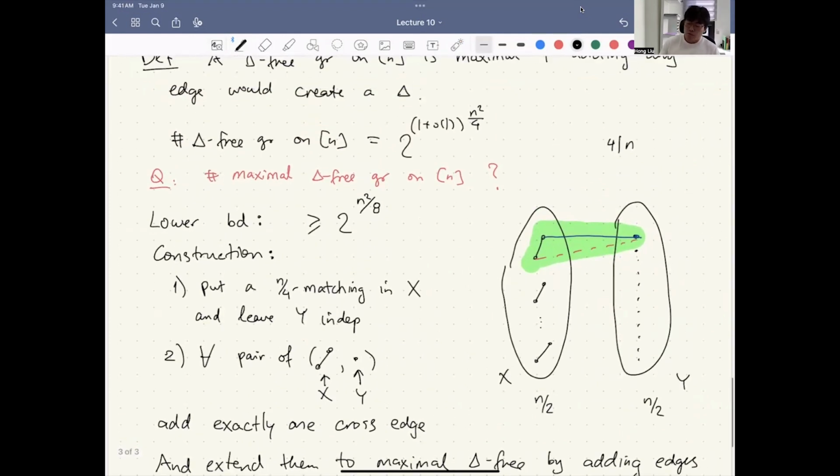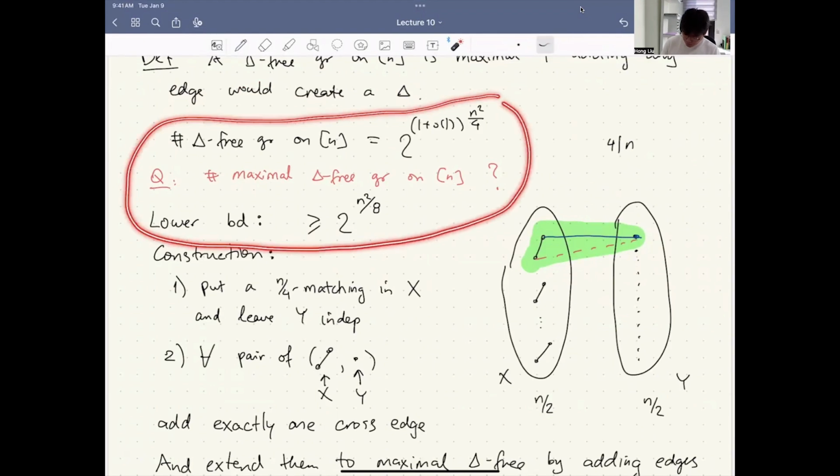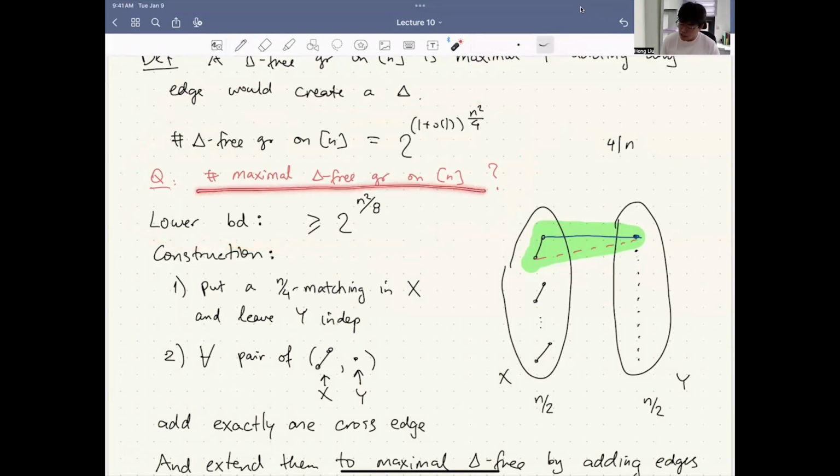So for quite a while, there's this exponential gap. Obviously, this is at most the total number, 2 to the n²/4. But it's at least 2 to the n²/8. Where does the truth lie? We don't know.